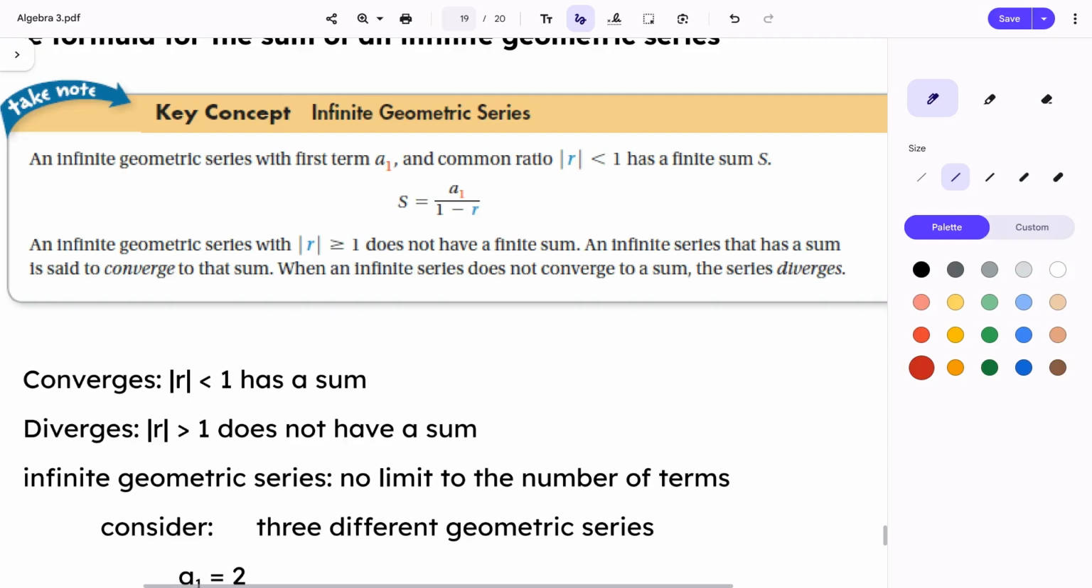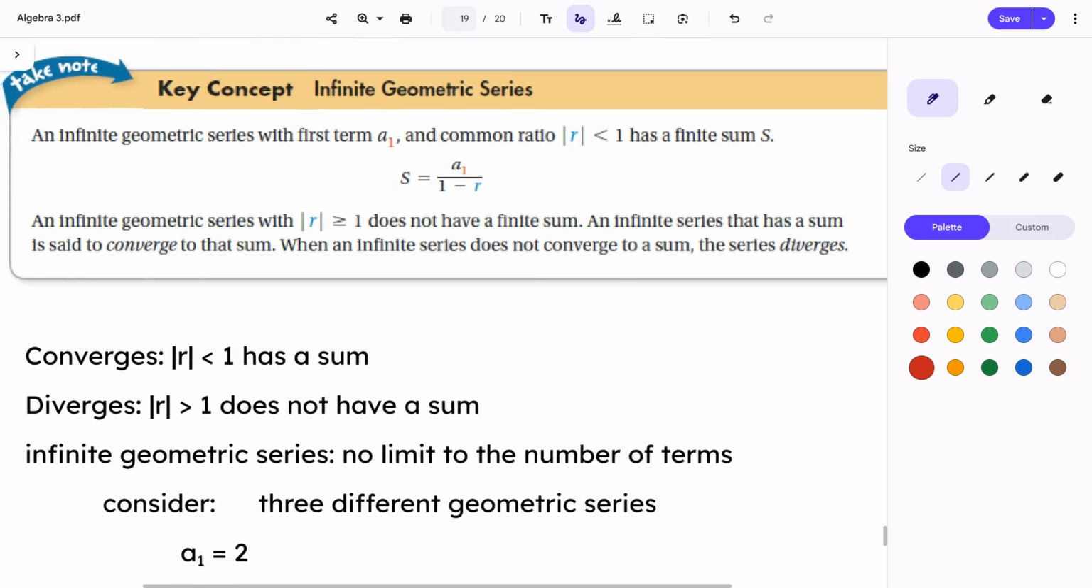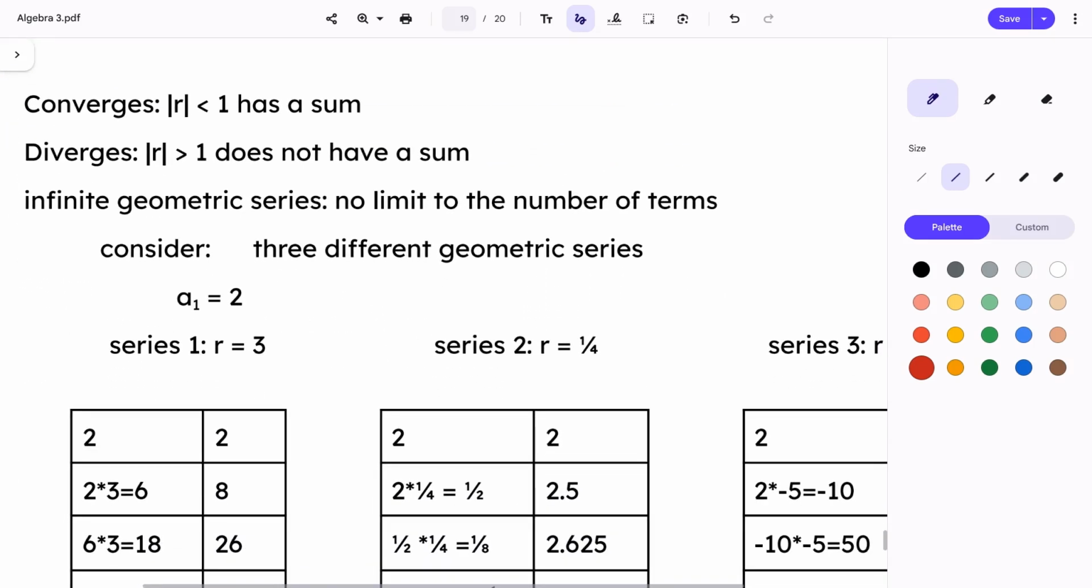So an infinite series can do one of two things. It can either converge to a common number or it can diverge, which means that it's not possible to find a sum. If it converges, that means that your r is less than 1. If it diverges, that means that your r is greater than 1, and it does not have a sum. Infinite means no limit on the number of terms. And so we're going to look at 3 different geometric series to see what's happening here.